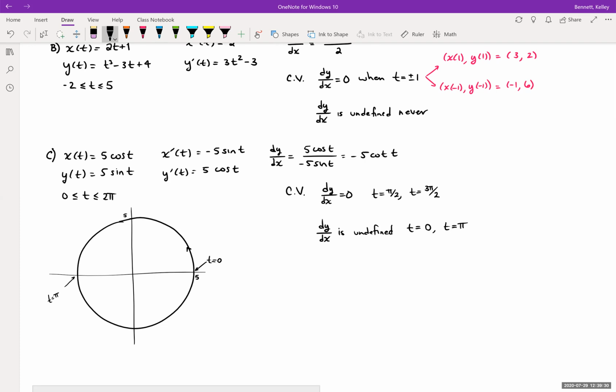So if we're thinking about the derivative, well, a 0 derivative means you're flat, right? So here would be a 0 derivative. So dy dx equals 0 at t equals pi halves, right? So that's right here. This is t equals pi half. And you would also have the same thing down here at 3 pi over 2. Right, which is exactly what we got here and here.